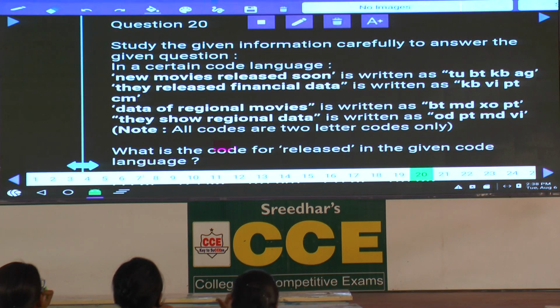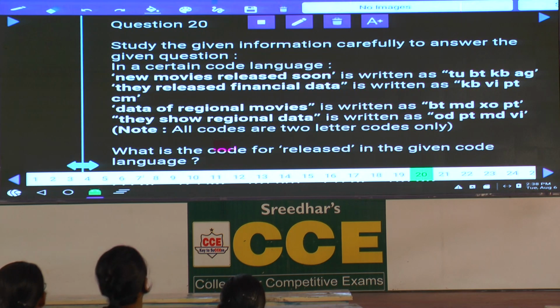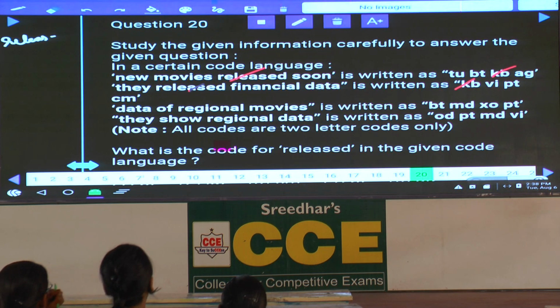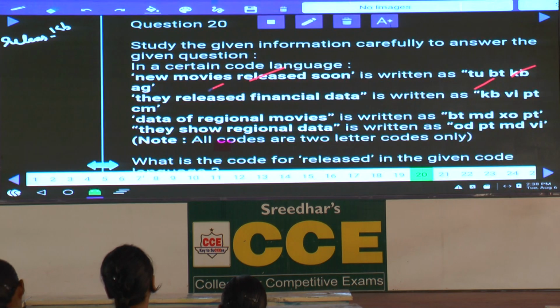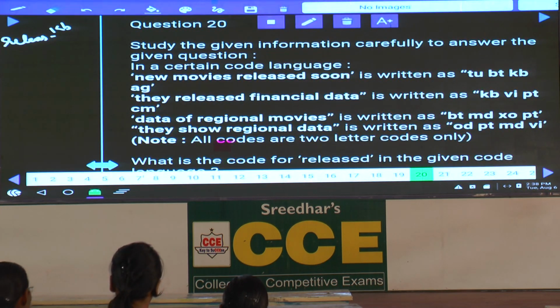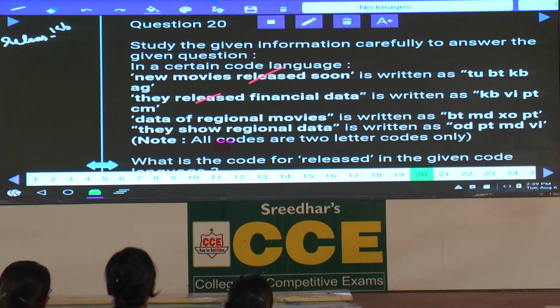New movies released soon, and they released financial data. What is the word which is common here? Released is the word which is common. As released is common, tell me what is the code which is common? TU, BT, KB, and AG. KB is common. And the code to the word released is KB. Released is KB.